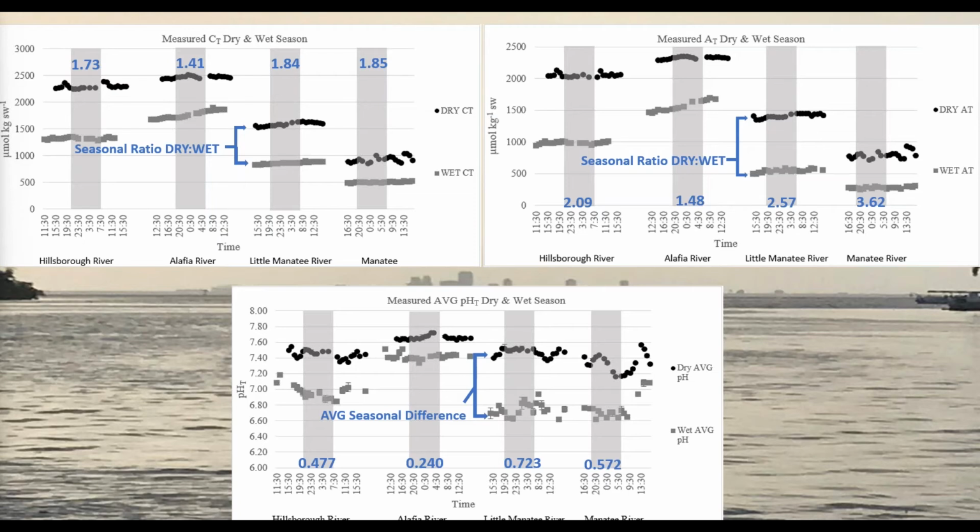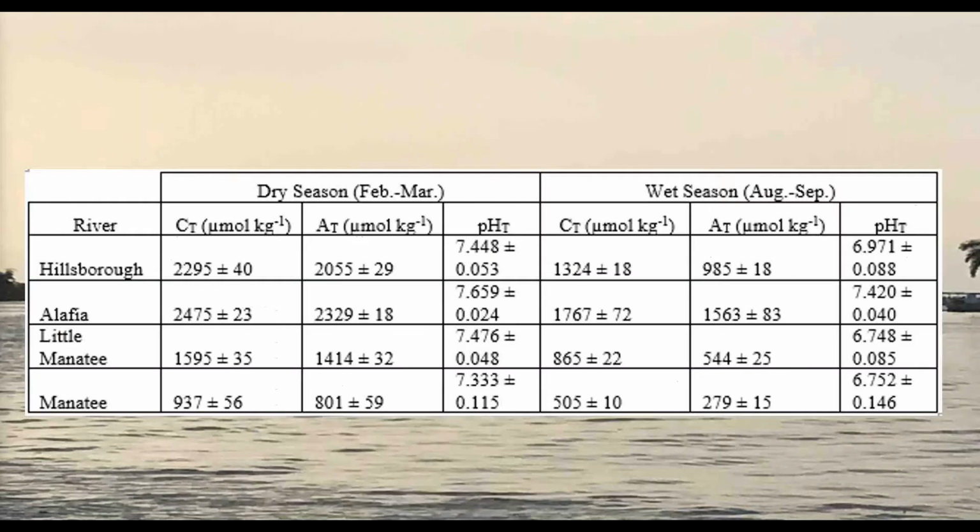Now, due to these higher dry season AT-CT ratios, pH, shown in this figure, was substantially elevated in the dry season. Average seasonal differences in pH ranged from 0.24 on the Alafia to as great as 0.72 on the Little Manatee River.